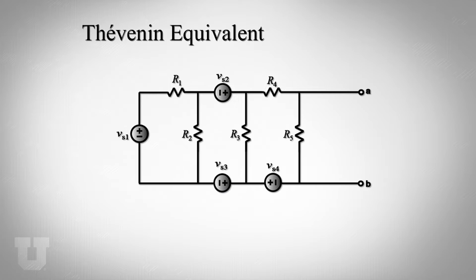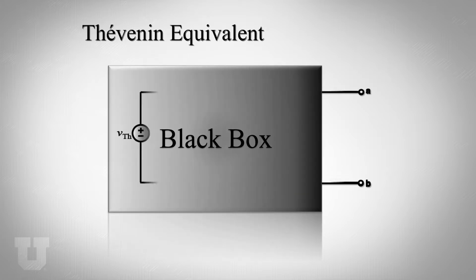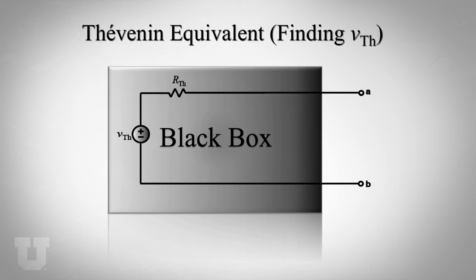Thévenin theory basically says that in a linear circuit, no matter how many resistors you have, no matter how many independent sources you have, you can treat the whole circuit like a black box and replace it with one single voltage source in series with a resistor that we call the Thévenin resistor. So now the question is how to find the Thévenin voltage and how to find the Thévenin resistance in a complicated circuit. So let's start with the easiest one, the Thévenin voltage.